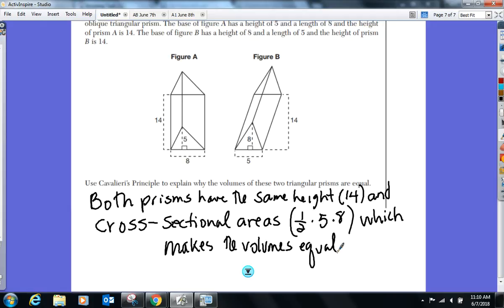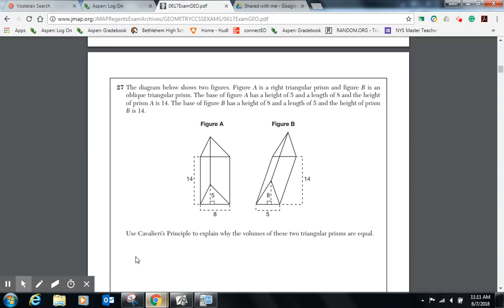Heights are the same, cross-sectional areas are the same. Anything else here? Justin, hello. For this one, why can't you just say the base area instead of cross-sectional area? You could do that too. That's fine. Because the cross-sectional area is going to be whatever the base was. Okay. Next, Amy. 26, everybody.